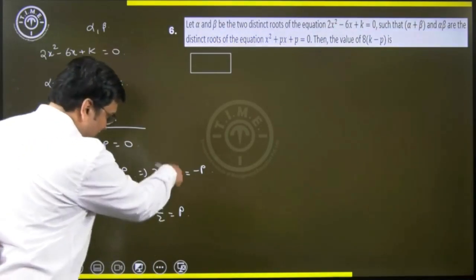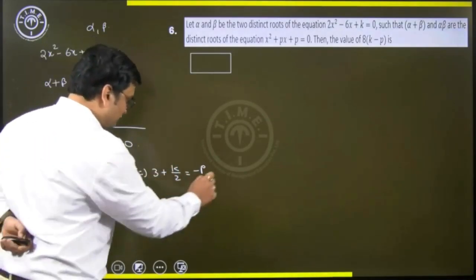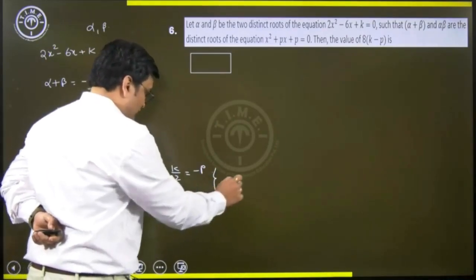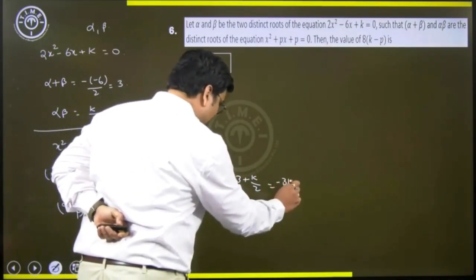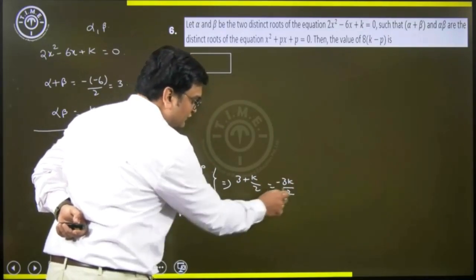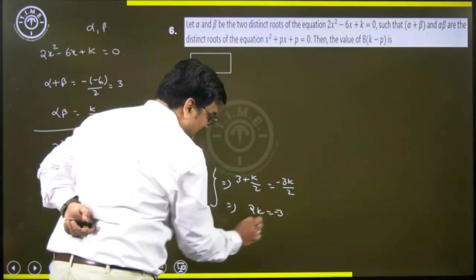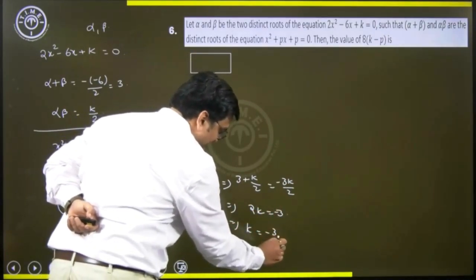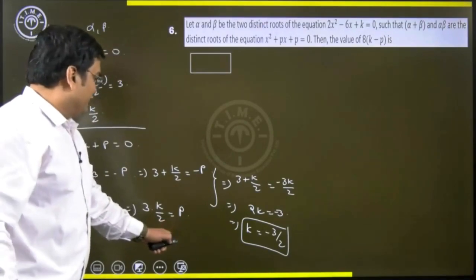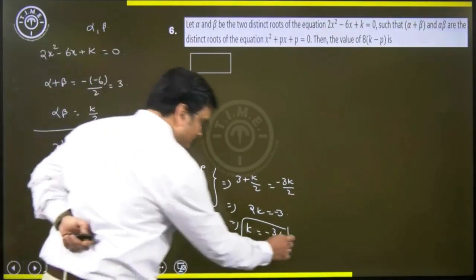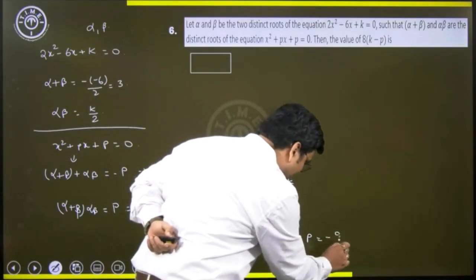Now by using these two equations, we can eliminate p here, right? We can replace p as 3k by 2. So when I do that using these two, 3 plus k by 2 is minus p, which would be minus 3k by 2. So when you take it on this side, it will be what? 3k by 2 plus k by 2 is 2k is minus 3. So the value of k is minus 3 by 2 we get. And once you get the value of k, you can also figure out the value of p naturally. So what will p be? P will be 3k by 2. So 3 into this is minus 9 by 2.